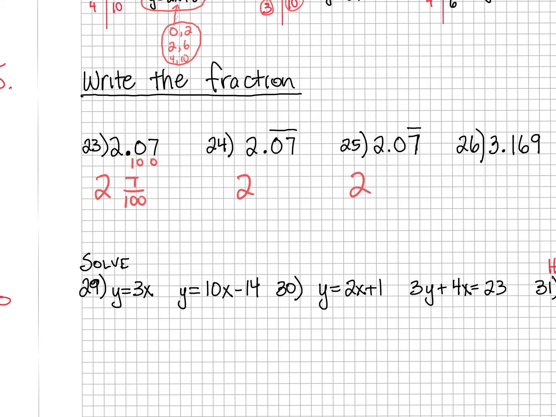So for all of these, we would start off with 2 and 7 100ths, but we got to change the ones with the repeating line. If it repeats all the way back to the decimal, that's easy.